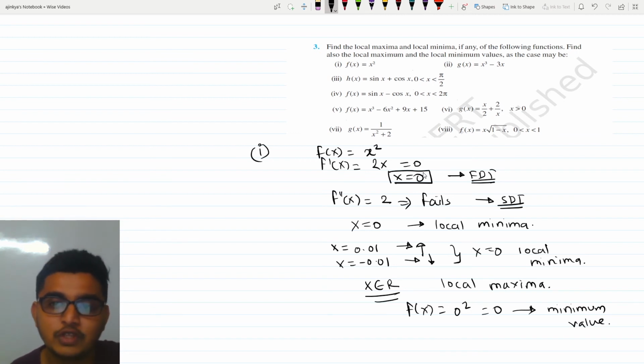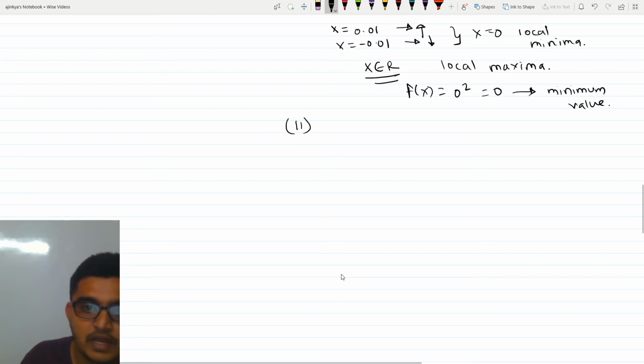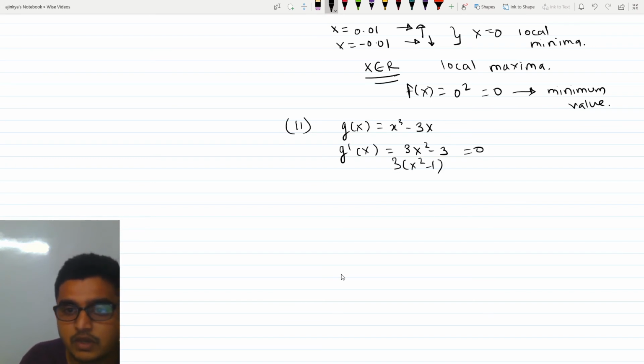Now we'll move on to the second question. In the second question we have g of x equals x cube minus 3x, isn't it? So can we say g dash of x equals 3x squared minus 3? If we equate this to 0, we have 3 times (x square minus 1) equals 0, which means 3 times (x minus 1)(x plus 1) equals 0. So you have two turning points, which are minus 1 and 1.